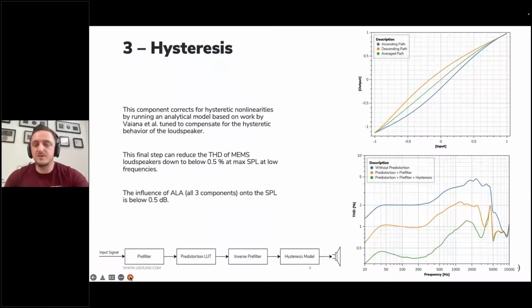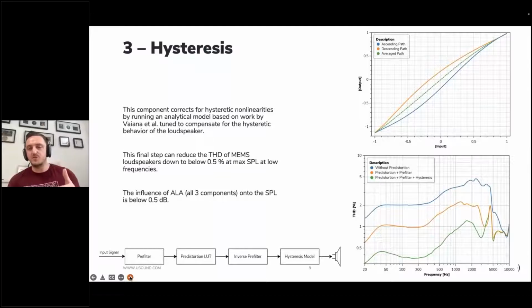This is actually a measurement done inside an application. As you see, compared to the graphs that you saw before, where we had distortion values of 10% and higher, this is a measurement done in application, driven at signal levels that are more common in an actual application. So not 120 decibel, but closer to 110. You can see that the loudspeaker in its raw performance has a distortion of roughly 2% at low frequencies. With the three components, the predistortion, the prefilter, and the hysteresis model applied, this distortion is reduced down to as low as 0.3%, or below 0.5%, at low frequencies.